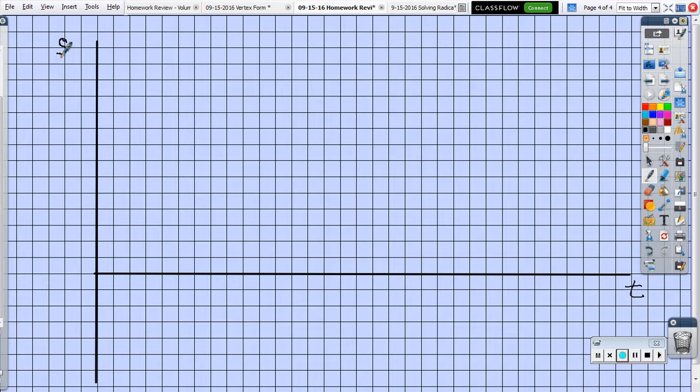So, plot S versus T. That implies that T is the independent variable and S is the dependent variable. Plot S versus T.